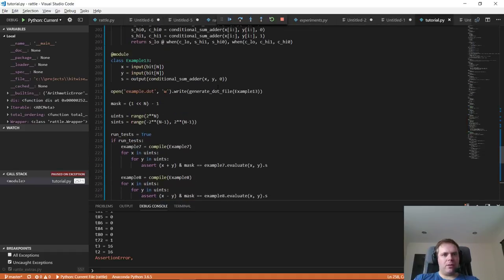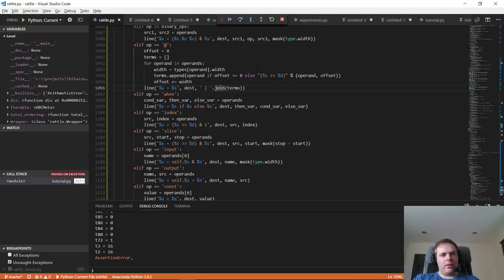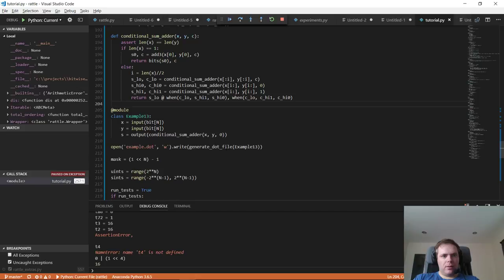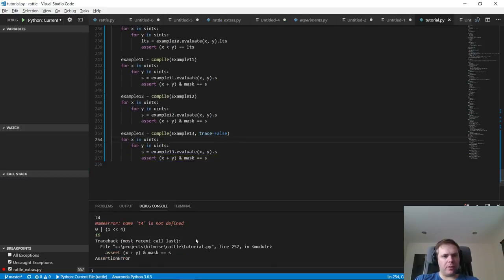Let's look at our code for the conditional sum adder. The concatenation is here. S low is going to be 2. The width of this is going to be 2 as well, because it's the common width of the two operands. And so the total width of this thing, no, that's not it. Okay, let's remove the trace, because I think I see why. Well, I understand the problem. I don't understand why the code is getting compiled that way.